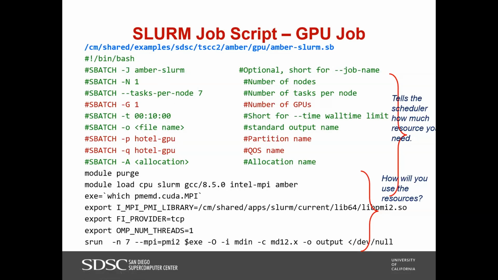But please note that the tasks per node should be 7 on the test cluster, because on the test cluster we have 28 CPU cores and 4 GPU cards on that GPU node. So if we want to request 1 GPU card, we also need to ask for 7 tasks per node. And also the partition name and QoS name need to be changed to the hotel GPU, and all other stuff is similar to the last example.